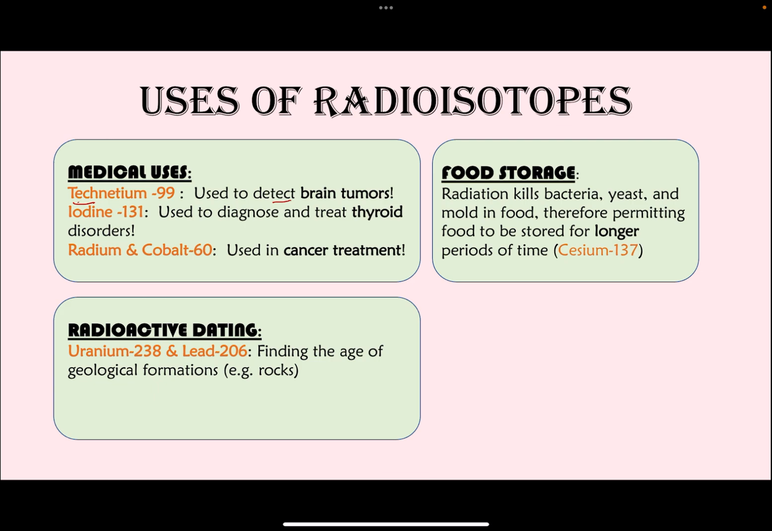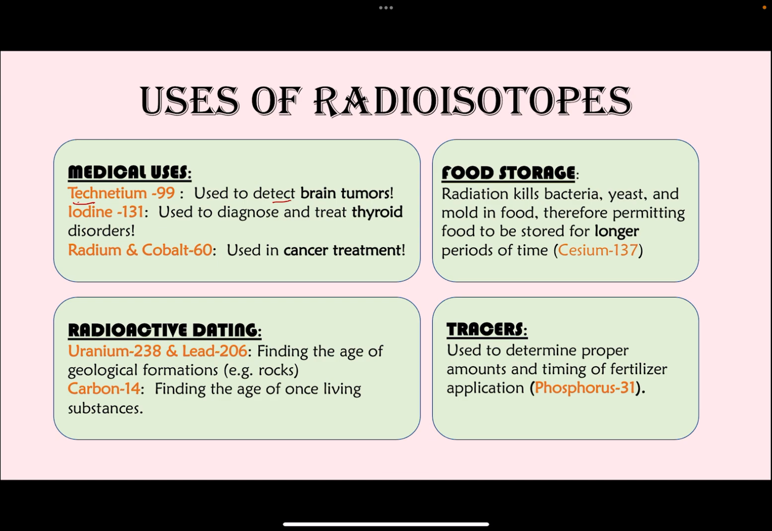And then for radioactive dating, meaning finding the age of either living or non-living things, we can use uranium and lead-206 to find the age of geological formations, for example, rocks. And then we can use carbon-14 to find the age of once living substances. That's because all living substances or organic compounds have carbon-based substances in them. So we all have abundant amounts of carbon in us. And then we can use phosphorus-31 as a tracer to see the function of different fertilizers.